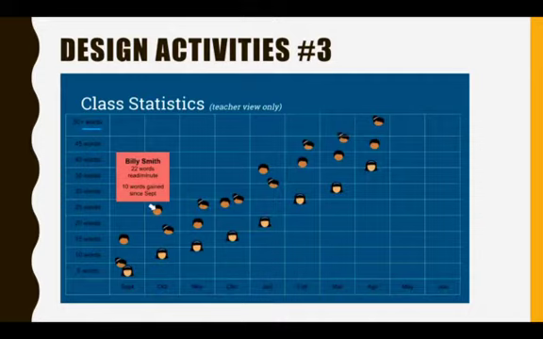And this is our interface for the class statistics, and I think it's very creative, where we put all the students here, and it's teacher view only, which will not create negative competition among students.